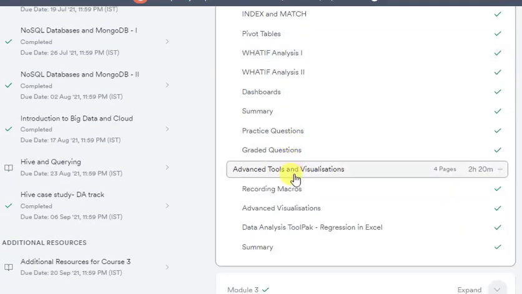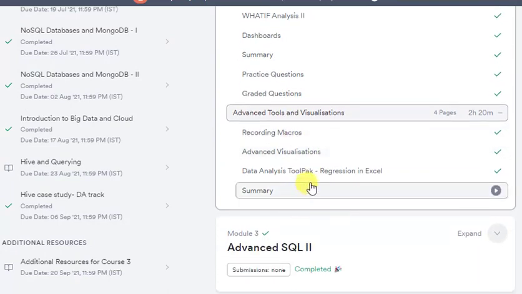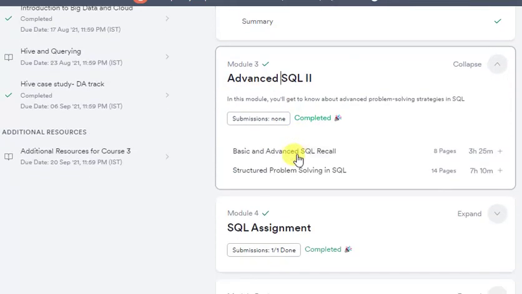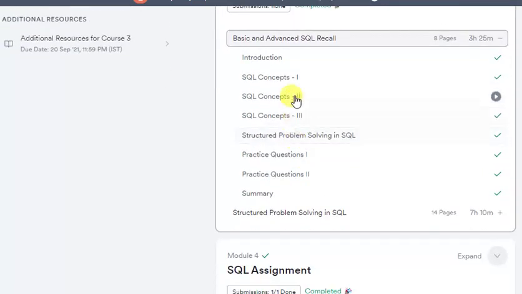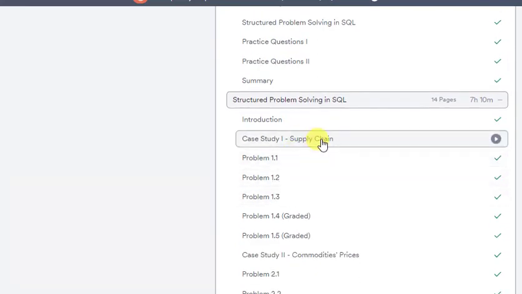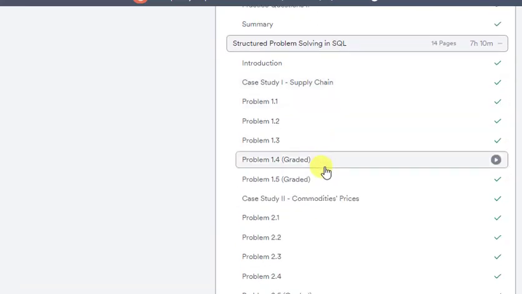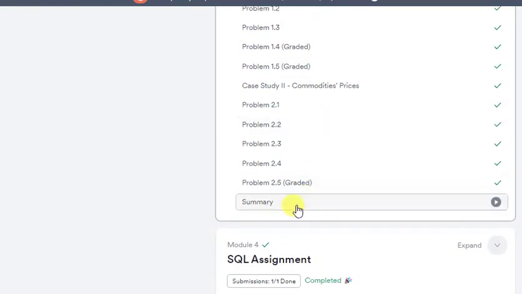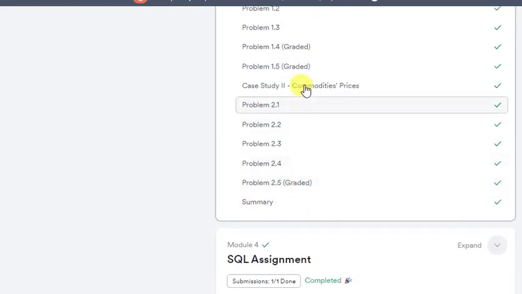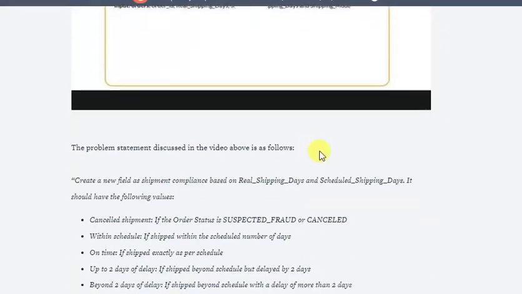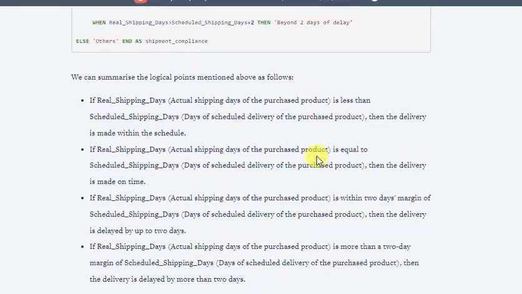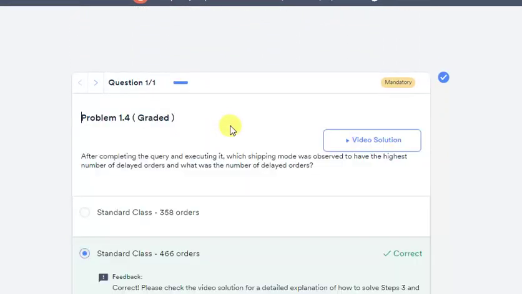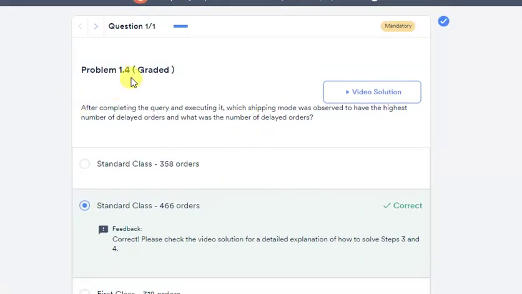Data science advanced option. Then advanced tools and visualization. Okay, then advanced SQL part 2. This is the SQL concept 1, concept 2, concept 3. Then the practice question, then introduction to case study, then case study 2, problems are there. Graded, in bracket, they have written graded, so it may be graded 1. Okay, this is here. This is a question; in bracket, they have written graded.